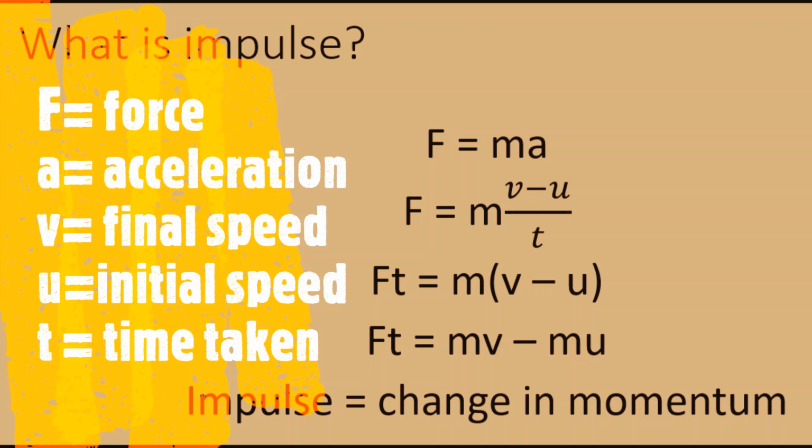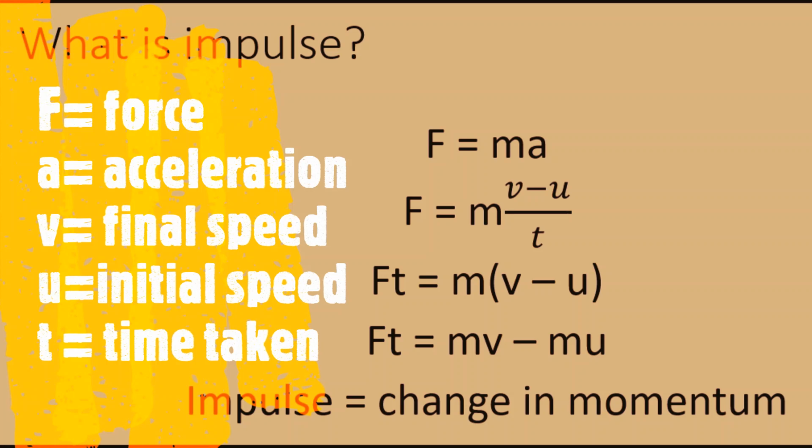There should be brackets there. Brackets on the top of the fraction, you should have v minus u. At the bottom of the fraction is time taken, and then close brackets. Now, we don't like fractions, so let's just simplify. If we multiply both sides by t, we get Ft is equal to m brackets v minus u close brackets. Let's multiply out the brackets on the right-hand side. So Ft is equal to mv minus mu.